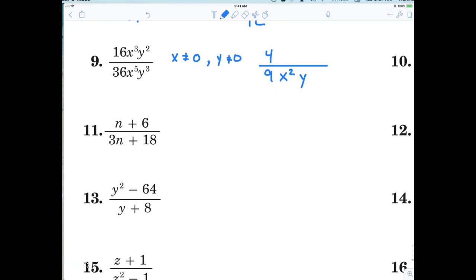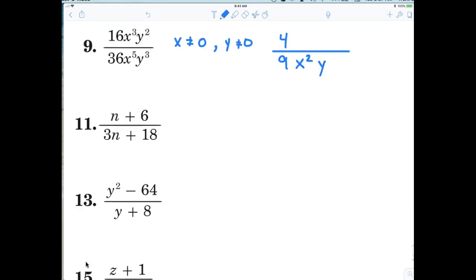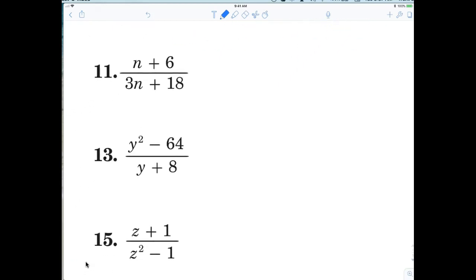All right, number 11. Now, we have an issue here. I want to factor the bottom out. 3 is common. And then I'm left with what? N plus 6. Everybody with me on that? So now I know that n cannot equal what? N cannot equal -6. Everybody agree?